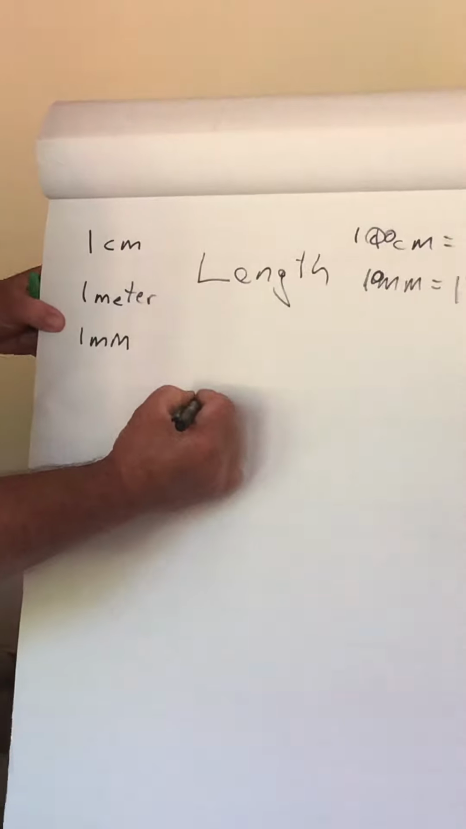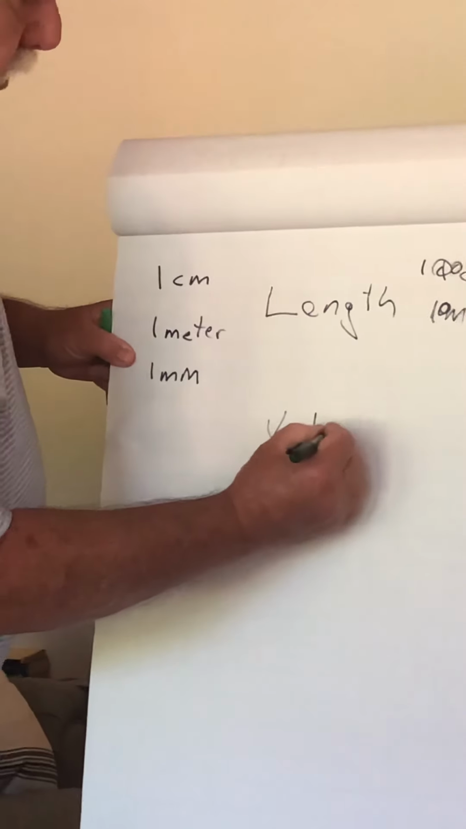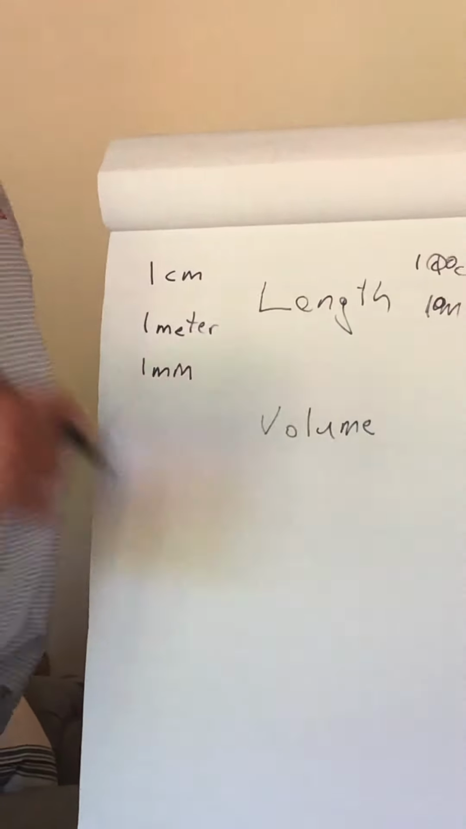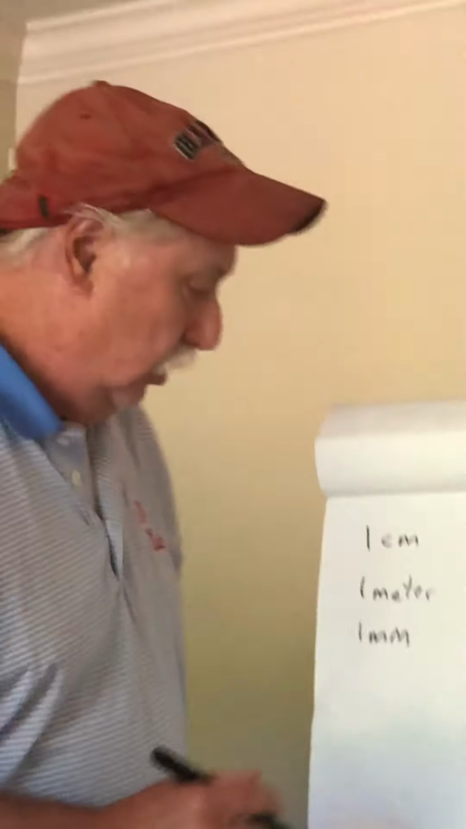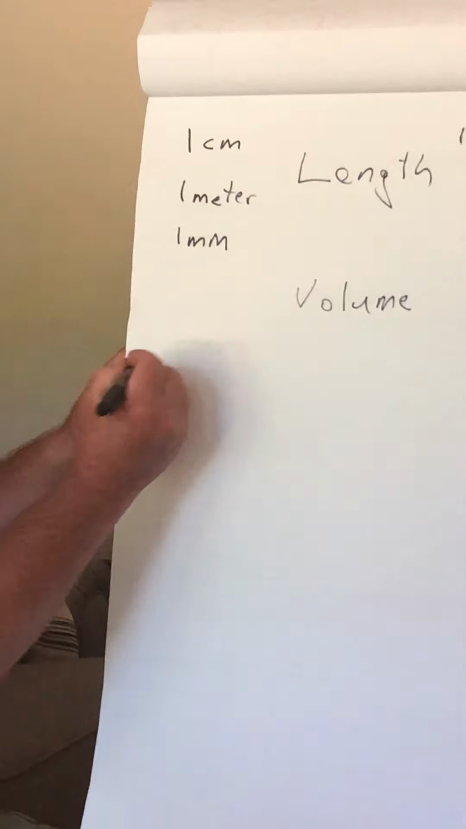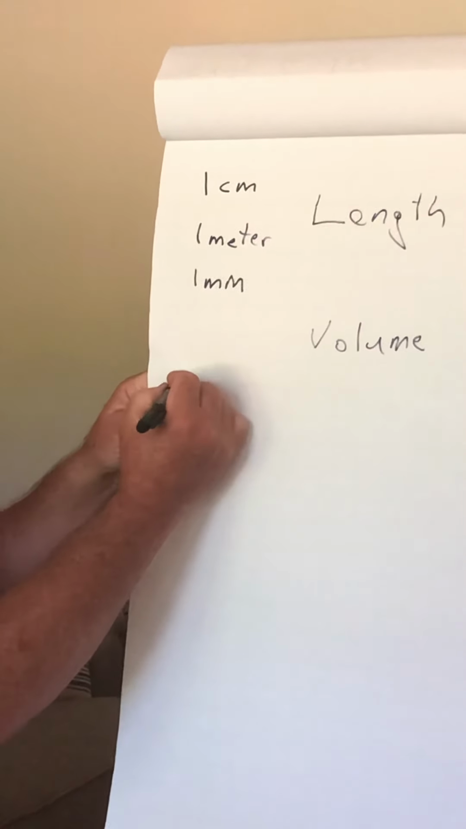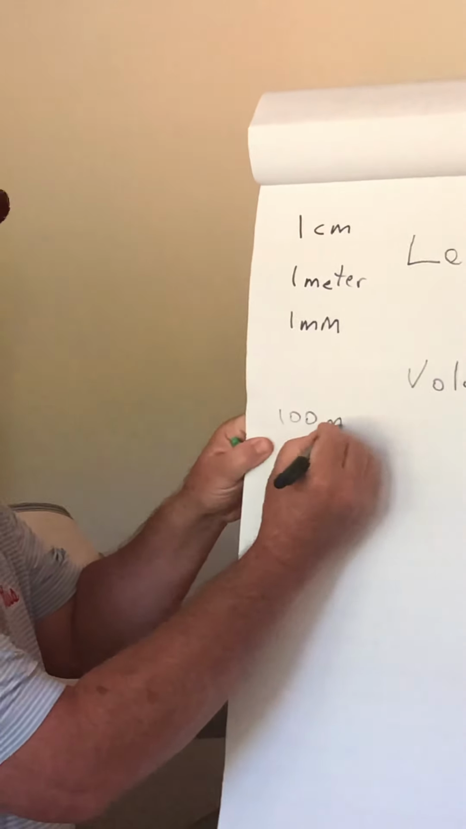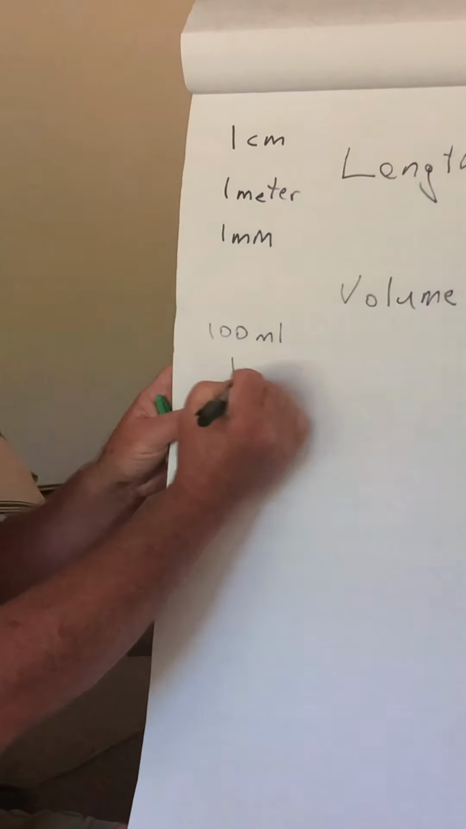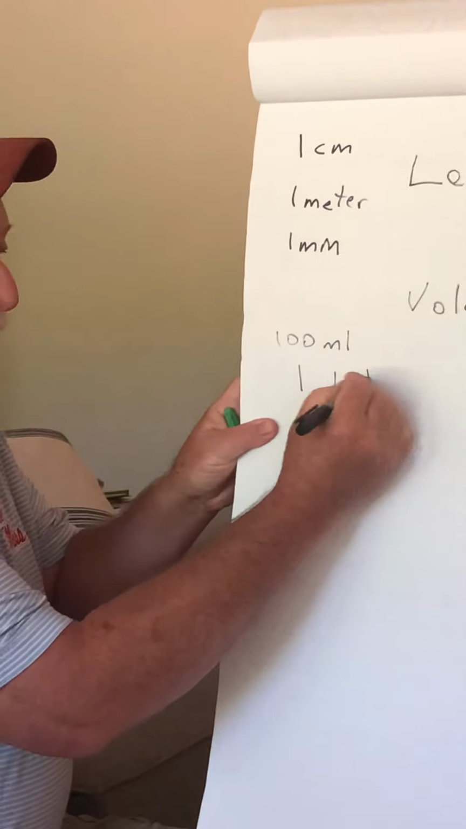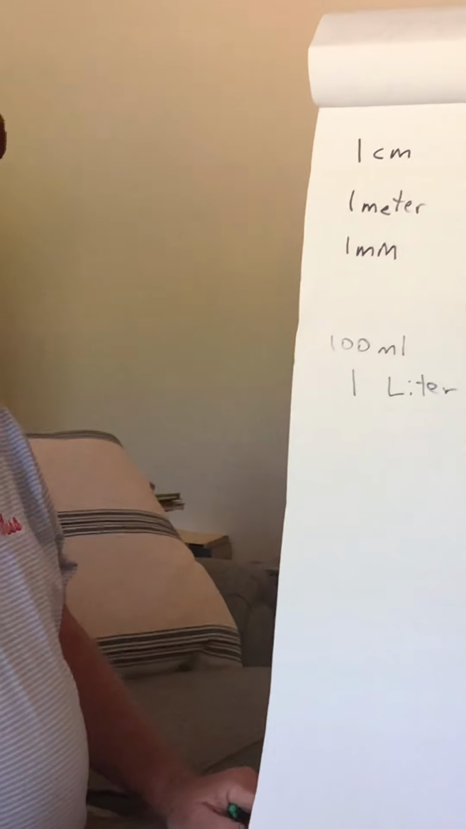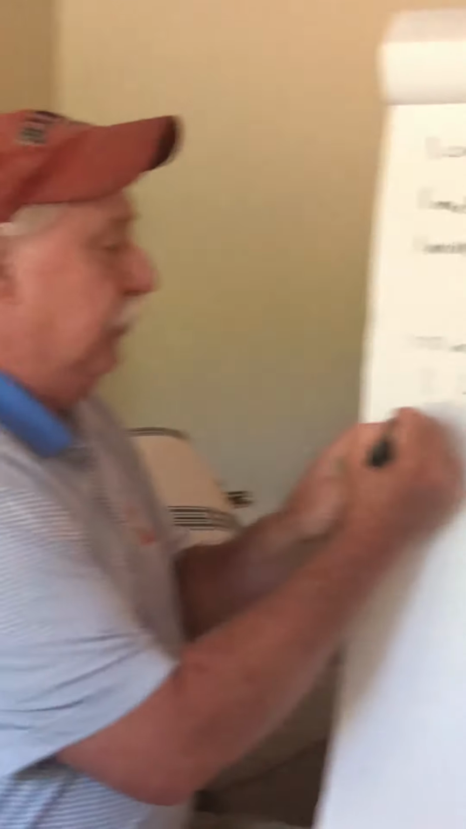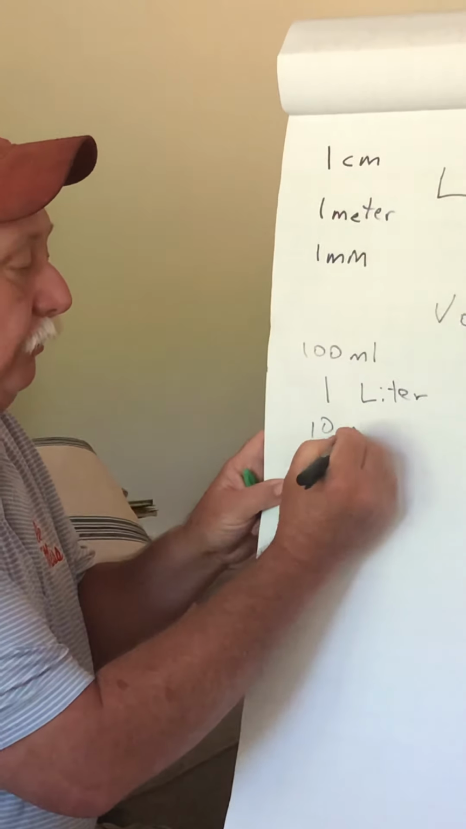Sometimes you do volume in science. A good idea would be to be able to know what 100 milliliters are. That's a common graduated cylinder size right there. Also, sometimes you probably need to know 1 liter and how much that is. 10 milliliters is something that you might need to know.